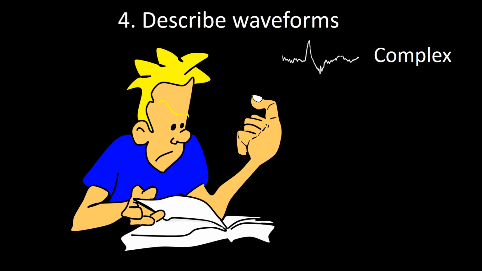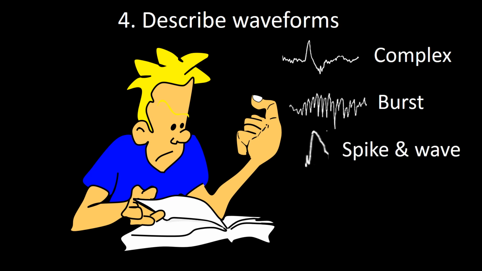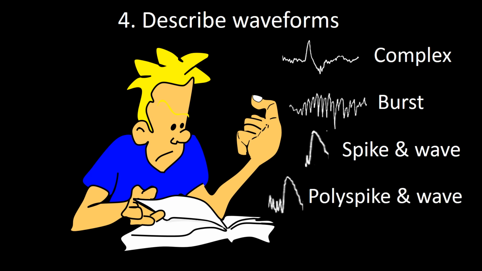Waveforms can also be described as complex when they are constituted by different looking elements, or burst when they last more than 0.5 seconds and have at least 4 phases, such as spike and wave, or polyspikes and wave. And they can also be classified as runs or trains when similar shaped waves follow each other in tandem.